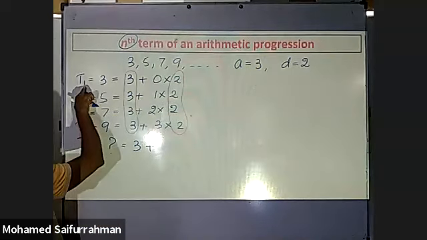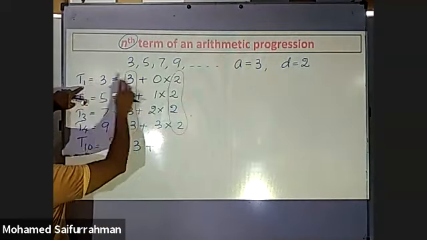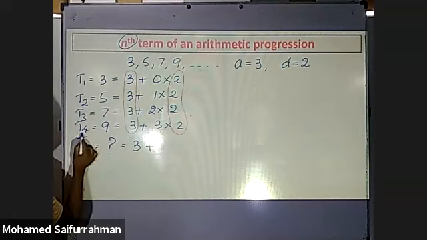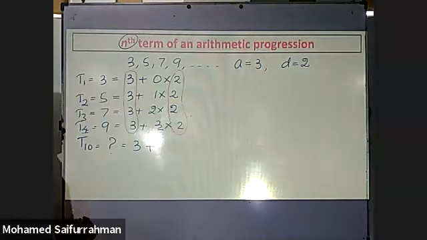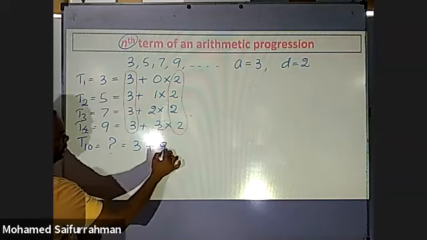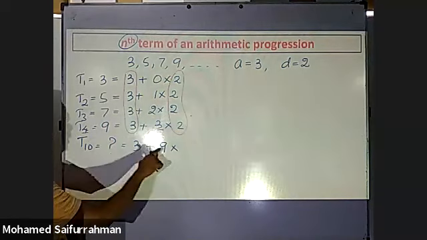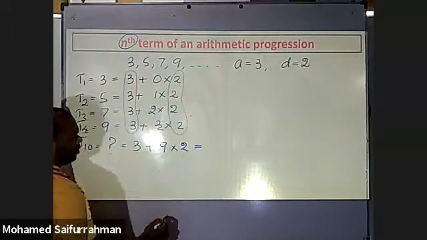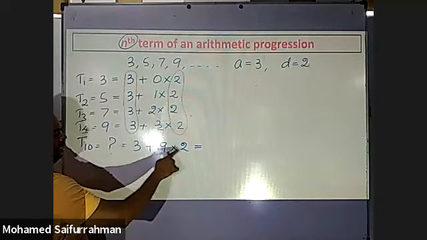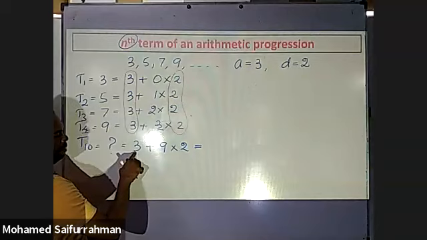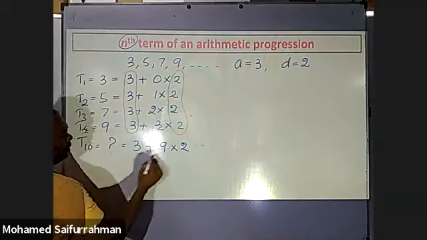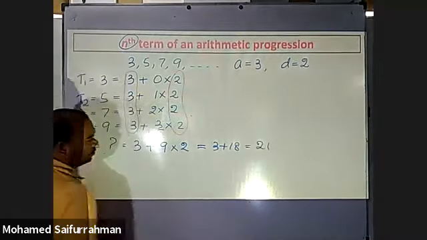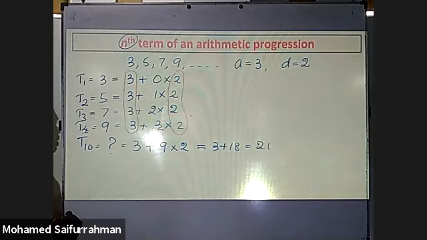Here you can observe the relationship: for the 1st term it is 0, for the 2nd term 1, for the 3rd term 2, for the 4th term 3, always 1 less. For the 10th term, it is 9, but the common difference 2 is there. So the answer is 3 plus 2 times 9, that is 18, plus 3. 3 plus 18 is 21. So the 10th term is 21.